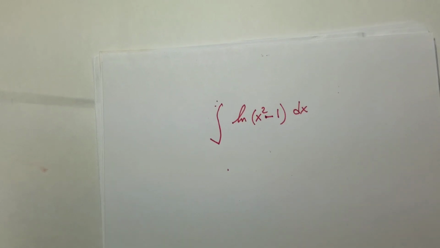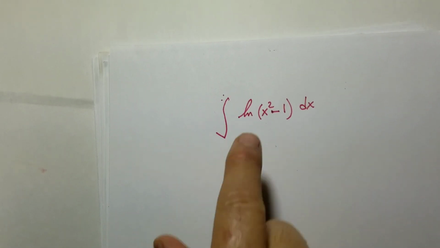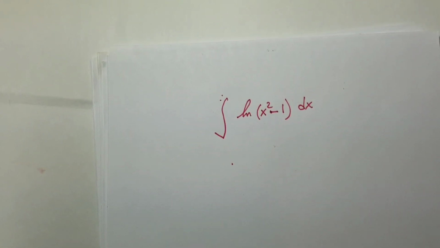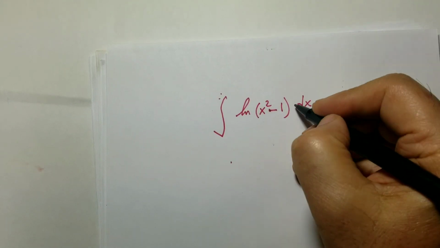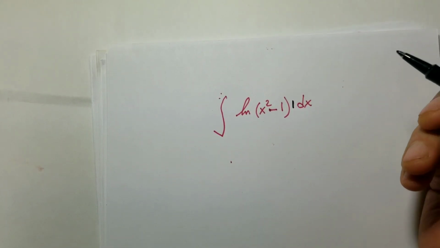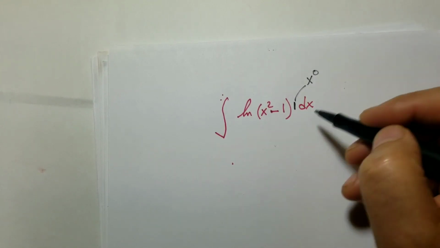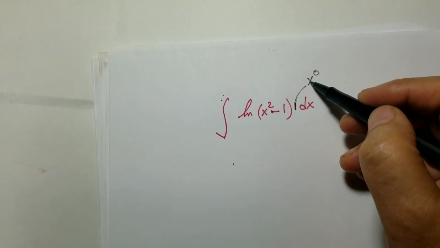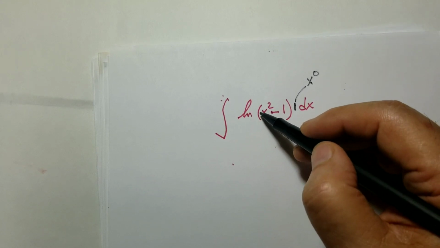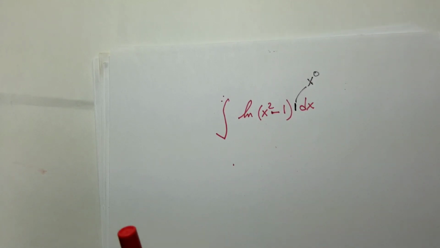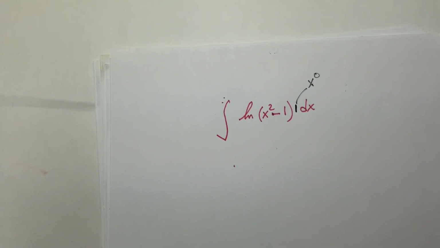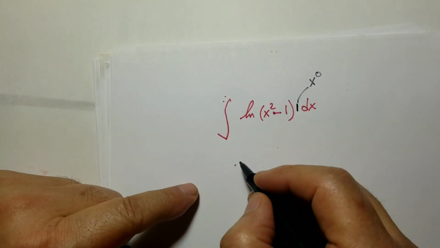Remember, what I see right here is a logarithmic function. And also I see a 1 here. That 1 means x to the power of 0, because everything is a function of x. Therefore, this is algebra and this is logarithm. These two do not mix with one another very well. Therefore, I'm going to separate them. How do I separate them?